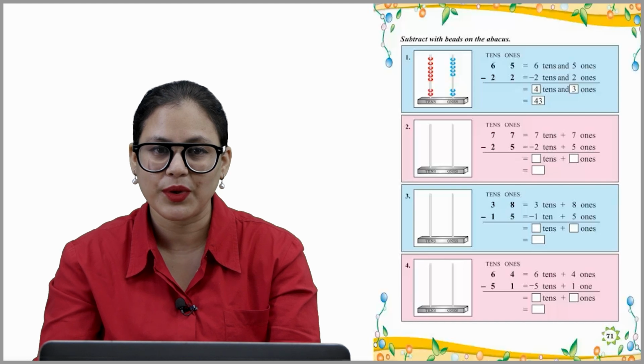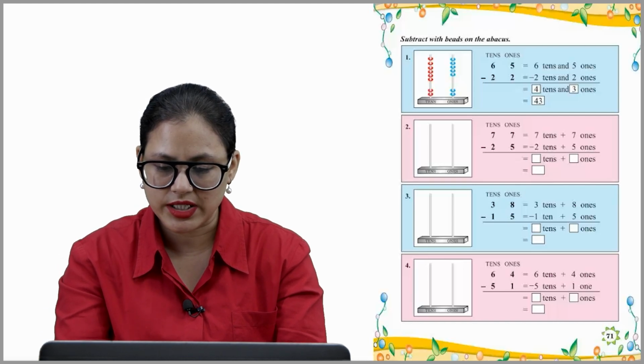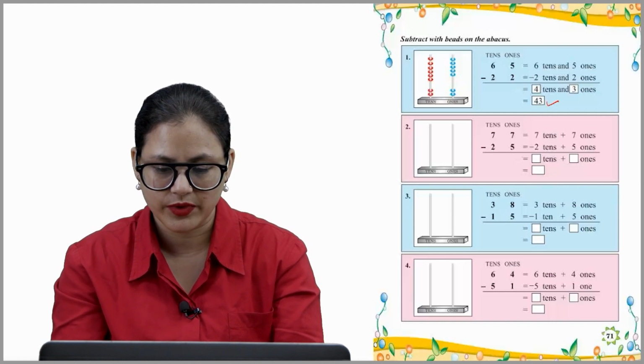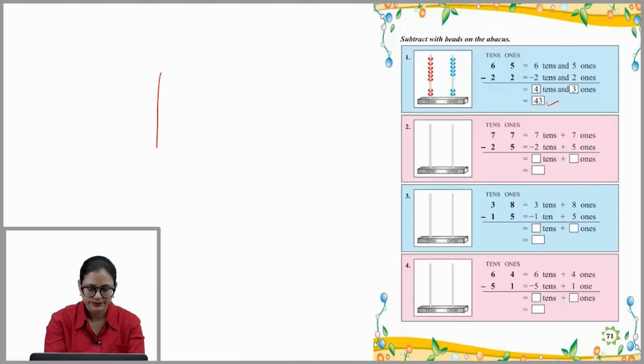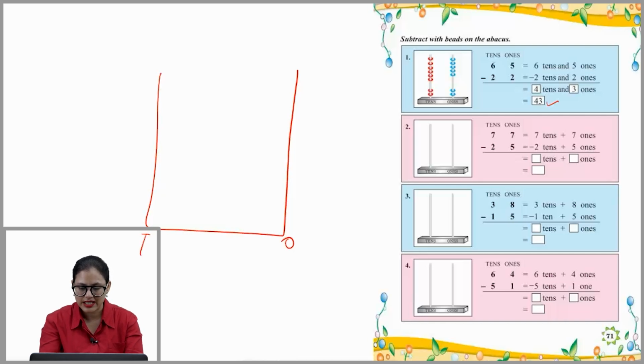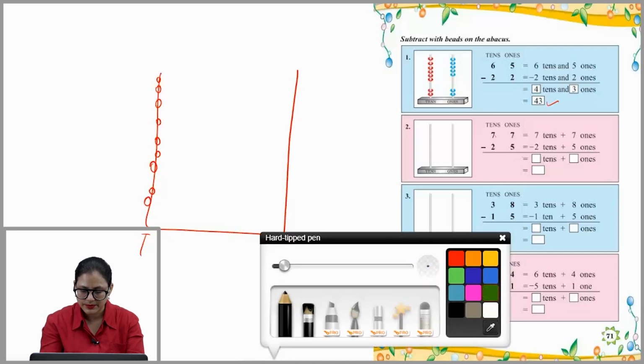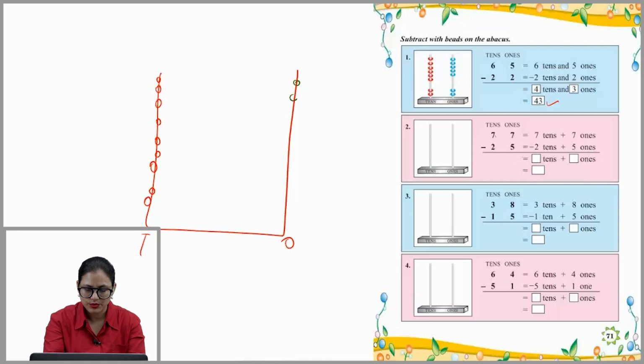1 has been done for you. Okay. 65 minus 22 is what? 43. Now here 77 minus 25. This is the second part. Tens, ones. 7 tens, here we'll make 7 beads. We'll draw 1, 2, 3, 4, 5, 6, 7 and here 2. 1, 2. Now at ones place 7 ones, 1, 2, 3, 4, 5, 6, 7 and then 5. 1, 2, 3, 4, 5.